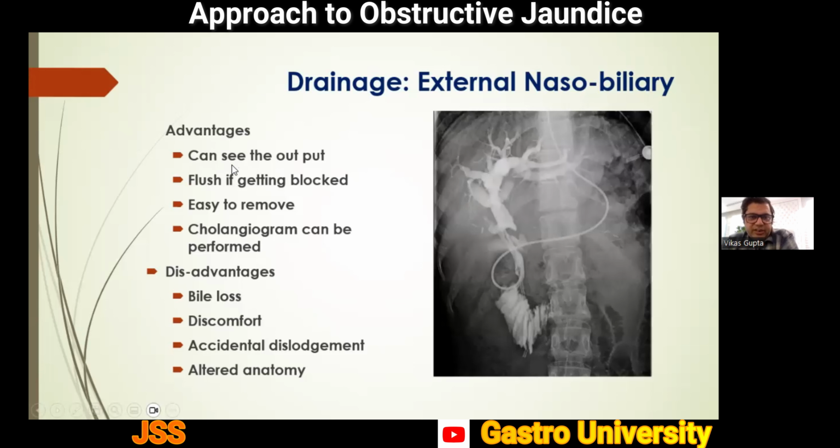The advantage of a nasobiliary stent is that we can see what output is coming. It is easy to remove. The patient doesn't require a repeat procedure, and we can perform a cholangiogram at a subsequent date.